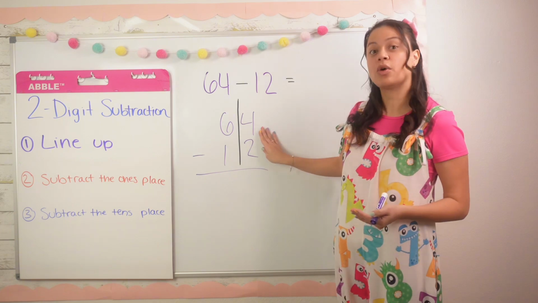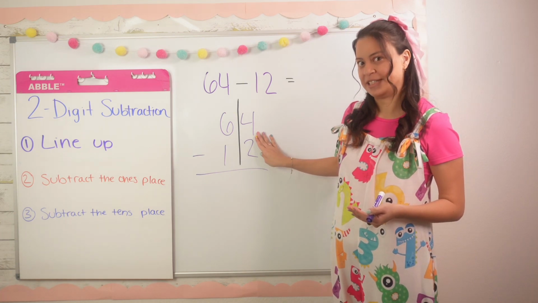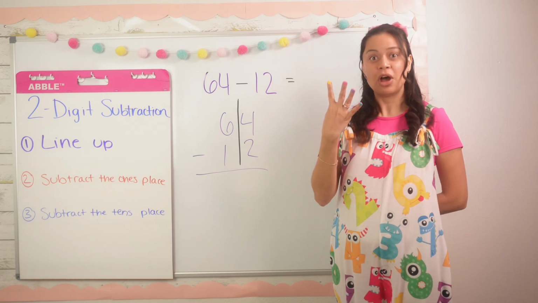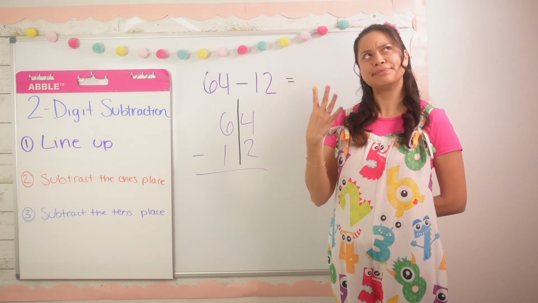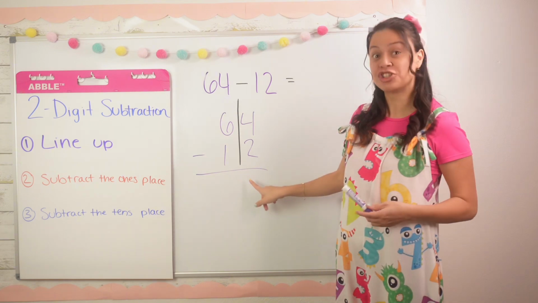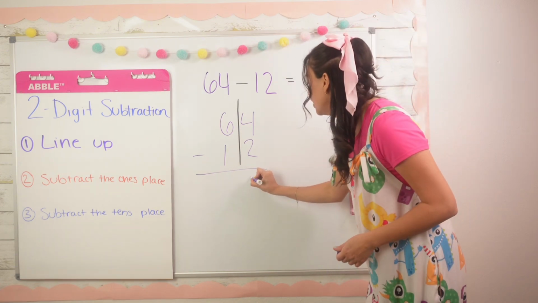All right? So now step number 2 is to subtract the ones place. So we're always gonna go ahead and start in the ones place, okay? So then we have 4 minus 2. What is 4 minus 2? 2! Good job! I'm gonna go ahead and write 2 in the ones place.